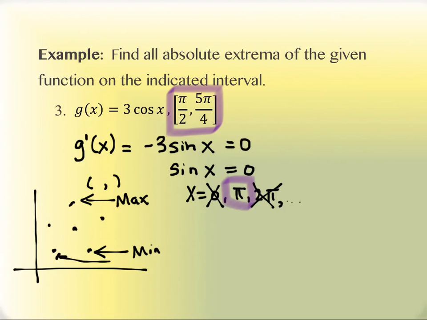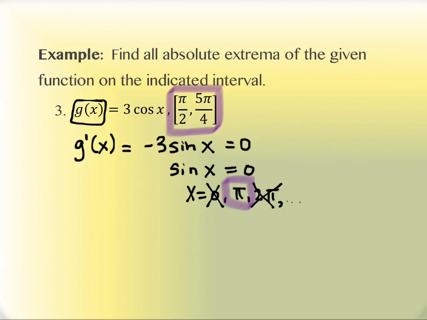Or you could say, in this case, since we're dealing with a function g of x, that's y. So we take the point that we just looked at, which was pi, and we evaluate pi in the original equation g of x. So we're doing g of pi, which is 3 cosine of pi. And what is the value at pi for this equation? It's -3. Cosine of pi is -1, right?